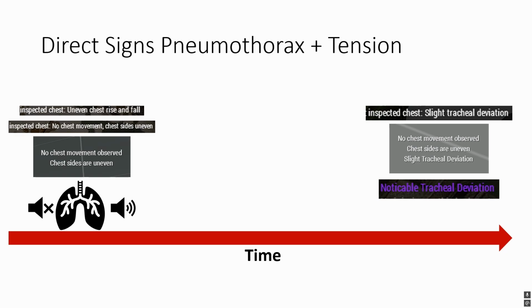Just keep in mind that the tracheal deviation that you will see here is going to be a late sign of tension pneumothorax itself. This means that tension pneumo has already developed, and he's actually been in it for 300 seconds already. Keep that in mind. So you're going to see that tracheal deviation when inspecting the chest, or when you click the head in the medical menu and the medical overview, you're going to see it written down there that there's a noticeable tracheal deviation.